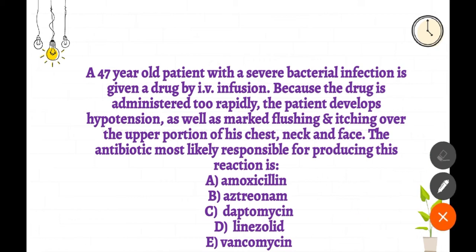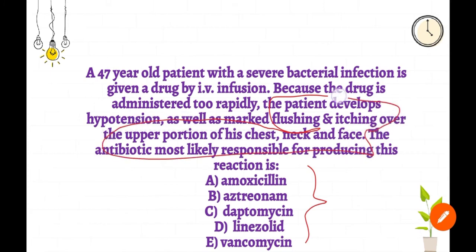You have to find which drug's adverse reaction is flushing and itching over the upper portion of the chest, neck and face. Answer is vancomycin. We have discussed red neck syndrome in the last video. Vancomycin often creates this problem of rash or flushing of the neck, face and upper torso. So the answer is vancomycin, because of red neck syndrome.